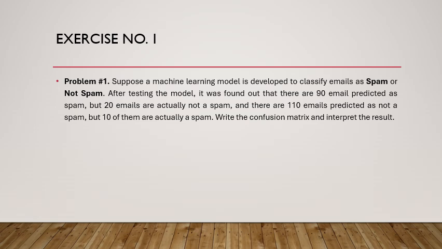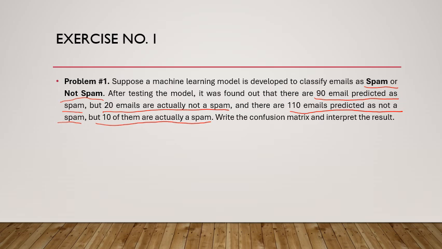Suppose a machine learning model is developed to classify emails as spam or not spam. After testing the model, it was found out that there are 90 emails predicted as spam, but 20 emails are actually not spam. And there are also 100 emails predicted as not spam, but 10 of them are actually spam. What we are going to do now is to write our confusion matrix.